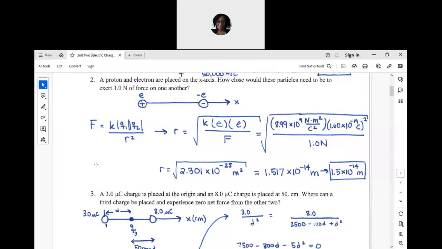I know this force would be attractive, so if the proton were free to accelerate, it would accelerate toward the right. If the electron were free to accelerate, it would accelerate toward the left. Instead of Q1 and Q2, I just took the fundamental charges. So the magnitude's what's important here. So I just have lowercase e times lowercase e, and I can solve for the separation, which is lowercase r. What you get is 1.5 times 10 to the negative 14 meters. That is 2 sig figs coming from the force, which is given to 2 sig figs.